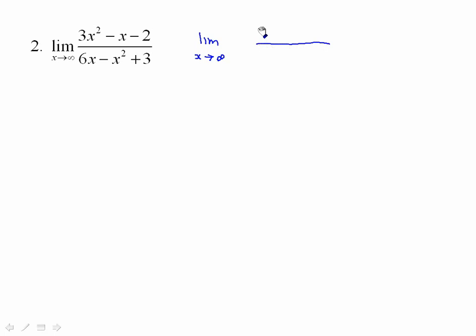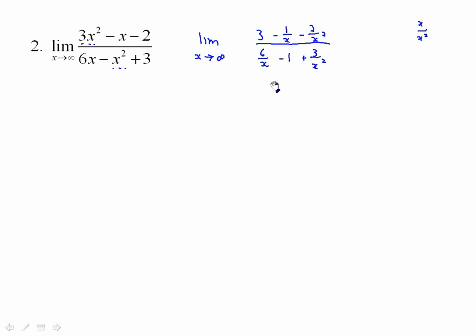We divide by x squared because x squared is the highest power of x in the denominator. So 3x squared divided by x squared is 3. X divided by x squared is 1 over x, and then minus 2 over x squared. Then 6x divided by x squared is 6 over x. X squared divided by x squared is 1. And then 3 over x squared would be your denominator for that.